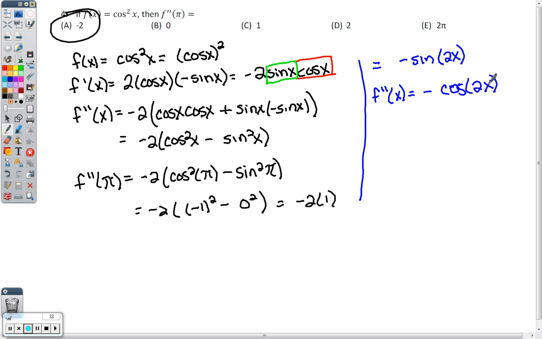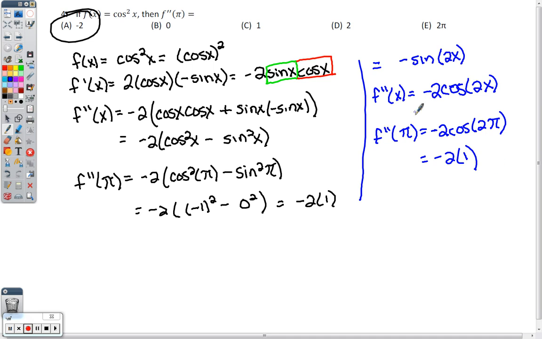And then the derivative of the inside is just 2. So then we plug in pi, and you get f double prime of pi is negative 2 cosine of 2 pi. And cosine of 2 pi is 1. So you get negative 2 times 1, which is negative 2. So if you remember some of your trig identities, you can make your life a lot easier.